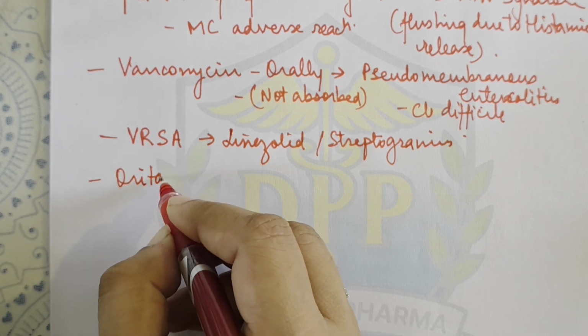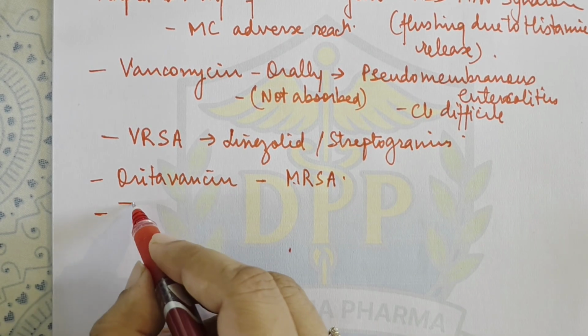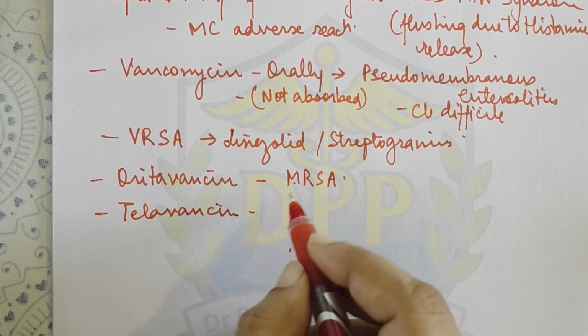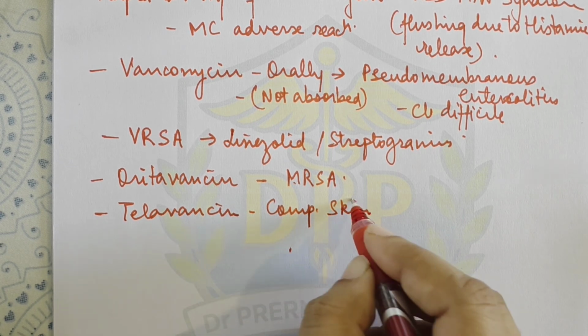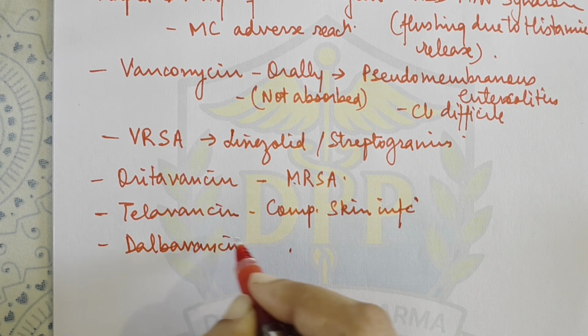Then there is a new drug, oritavancin. It's a newer glycopeptide which is used for the treatment of MRSA infections. Then telavancin is approved for complicated skin infections. And another drug is there, dalbavancin. This is used once weekly.